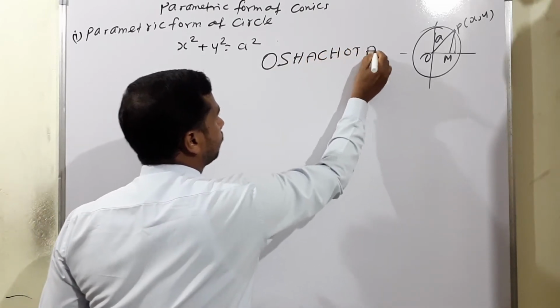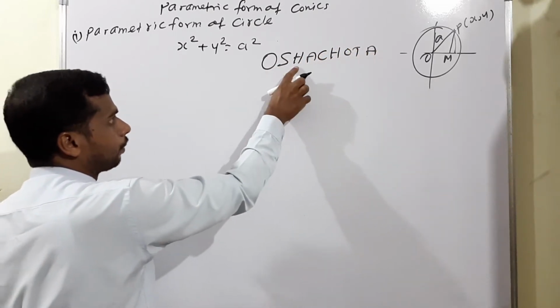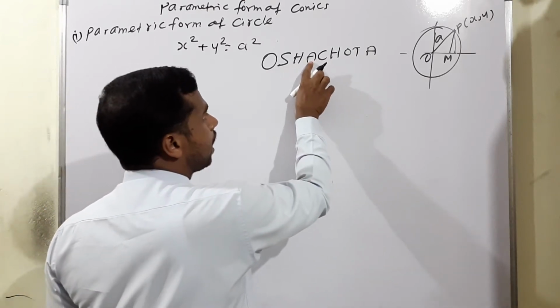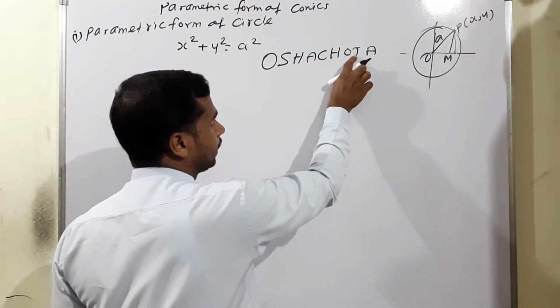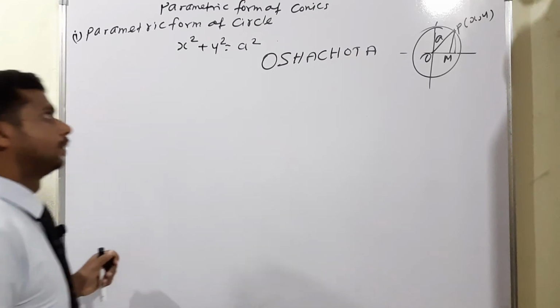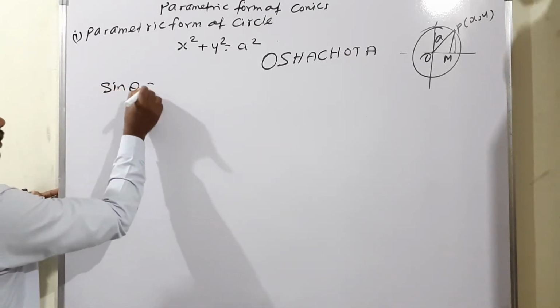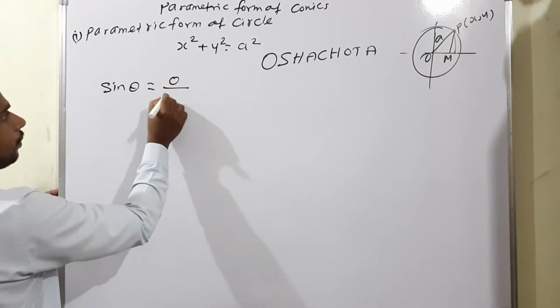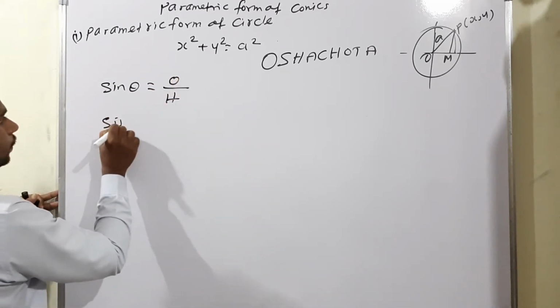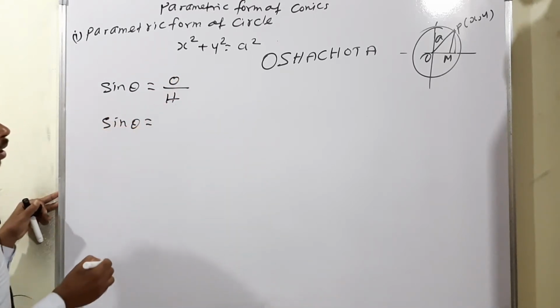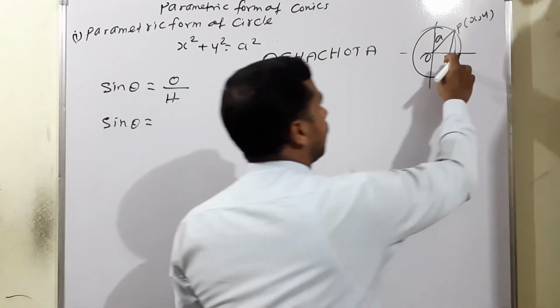Now from this circle we can consider according to the trigonometric ratios. Sin theta means opposite divided by hypotenuse. Cos theta means adjacent divided by hypotenuse. Tan theta means opposite divided by adjacent. So from this circle, sin theta is equal to opposite divided by hypotenuse. Therefore, sin theta is equal to opposite, that is MP, isn't it?